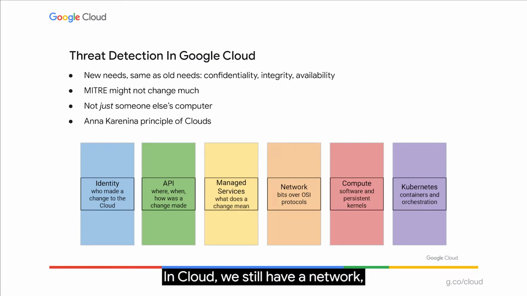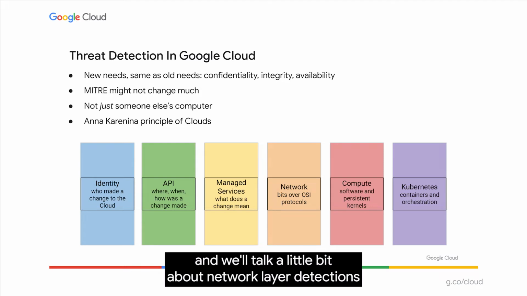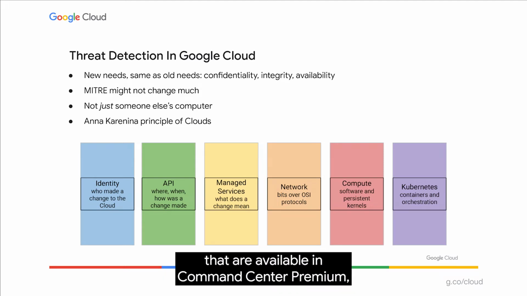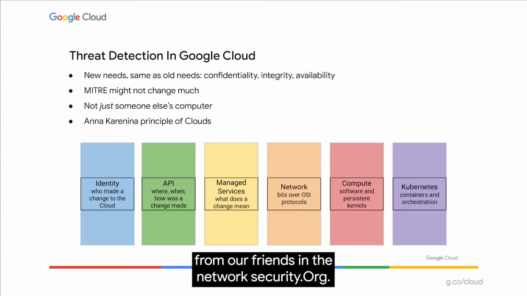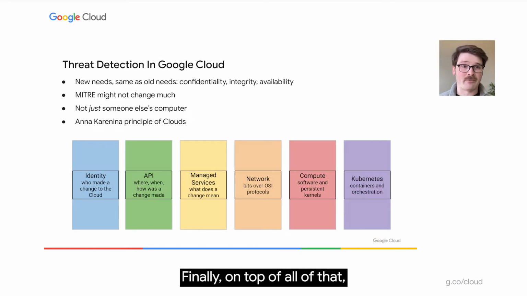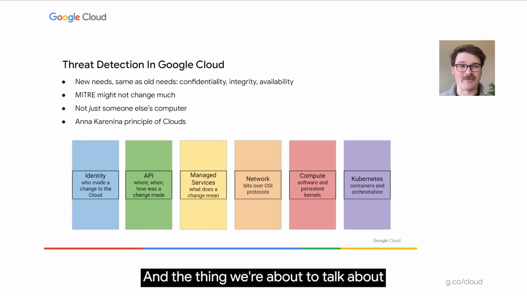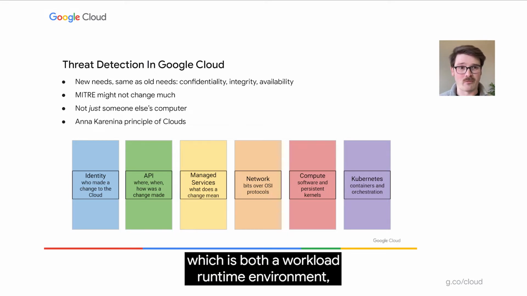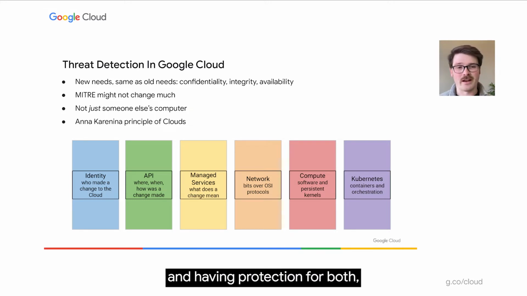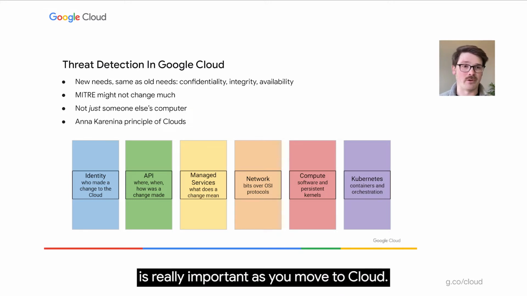In cloud, we still have a network, and we'll talk a little bit about network layer detections that are available in Security Command Center Premium. We also have network layer protections available from our friends in the network security org. Finally, on top of all of that, we also have a compute layer, and the thing we're about to talk about has to do with protecting that layer. And then on top of compute, we also have Kubernetes, which is both a workload runtime environment as well as an orchestration layer. And having protection for both is really important as you move to cloud.